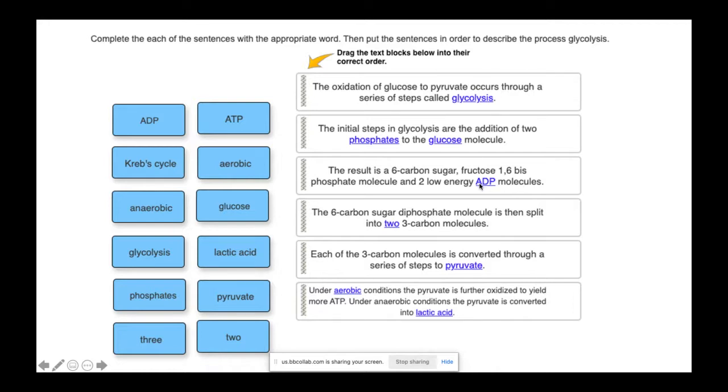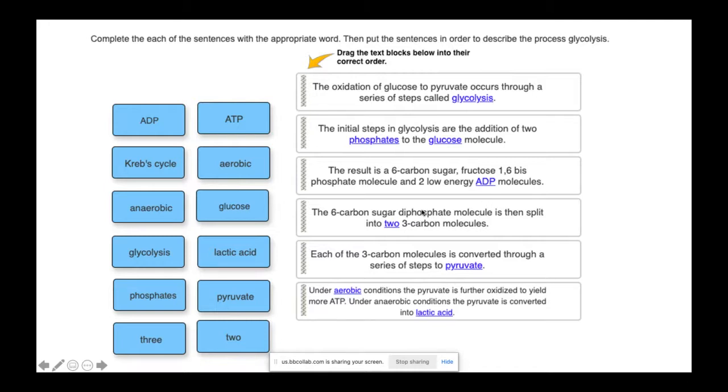ADP is adenosine diphosphate. When you see AMP, it's adenosine monophosphate. So you have AMP, adenosine monophosphate. You attach a phosphate to it, you get adenosine diphosphate. You attach a third phosphate, you have ATP, adenosine triphosphate.